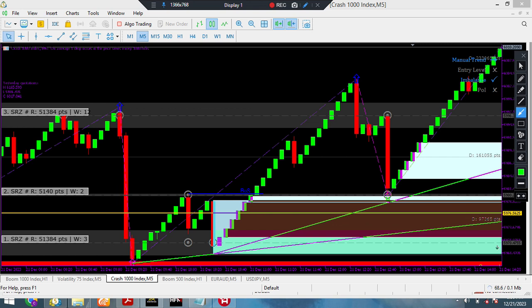This area acted as resistance. That is the perfect zone. It acted as resistance. All I wanted to see is a break in structure. That is the break of structure, that is BOS. So funny enough, price moved and it showed me a break of structure.